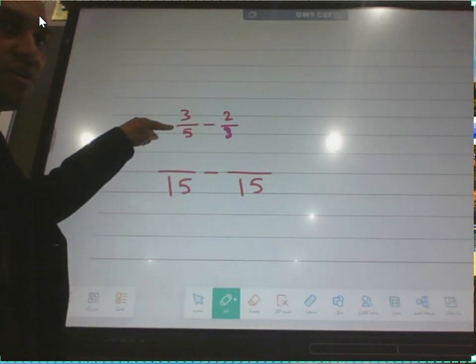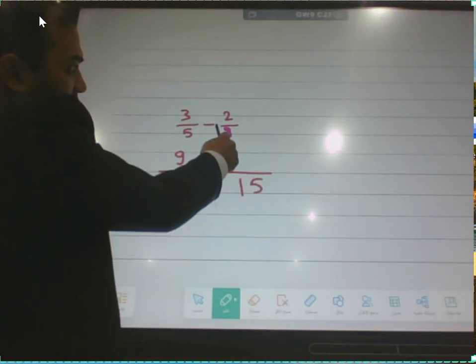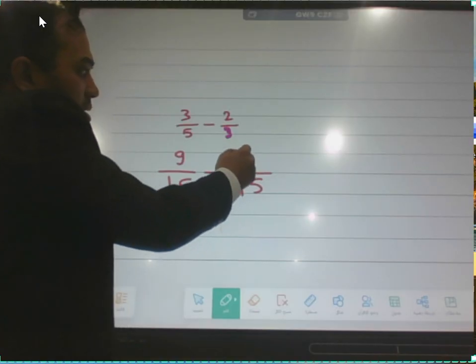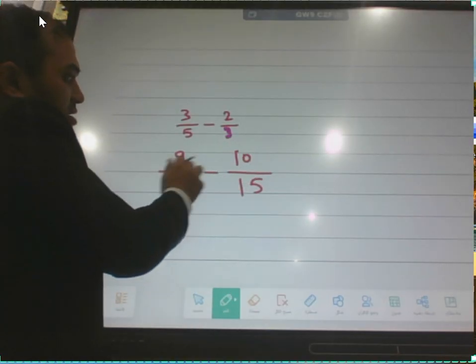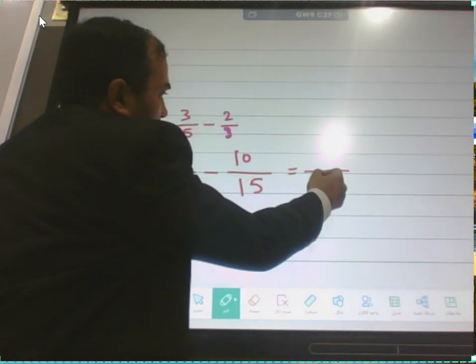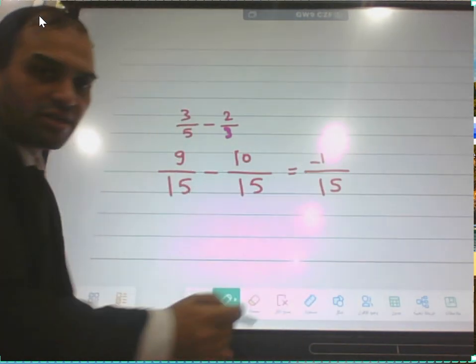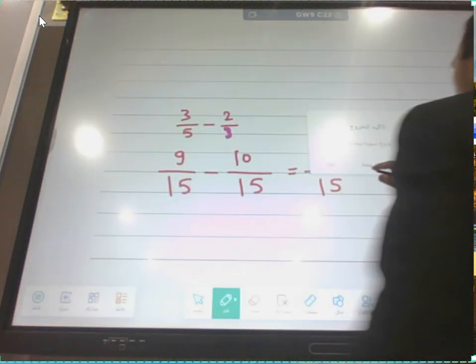Look at that. 15 divided by 5 equals 3. 3 times 3 equals 9. And 15 divided by 3 equals 5. 5 multiplied by 2 equals 10. Okay? Then 9 minus 10, we write 15 here in the denominator, and 9 minus 10 will be negative 1. And the result will be negative 1 over 15. And what about the next one?